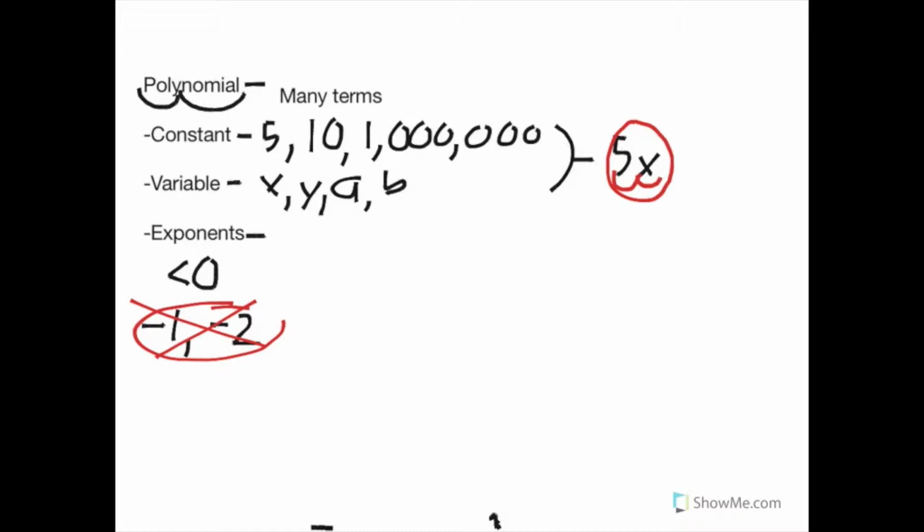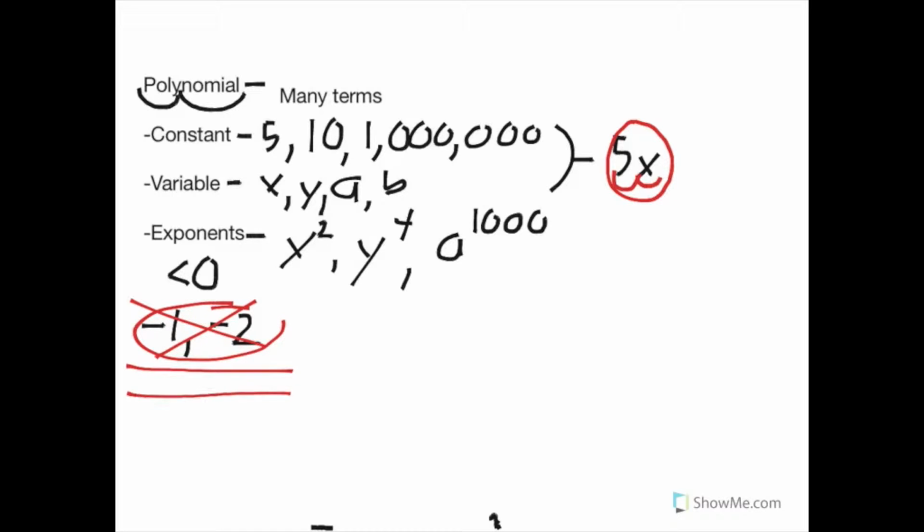So you can use x squared, y to the 4th, a to the 1000th, any of them. It does not matter. They all work. But the one thing you have to keep in mind is absolutely no negative exponents. If you use a negative exponent, your problem is not a polynomial anymore and will not work.